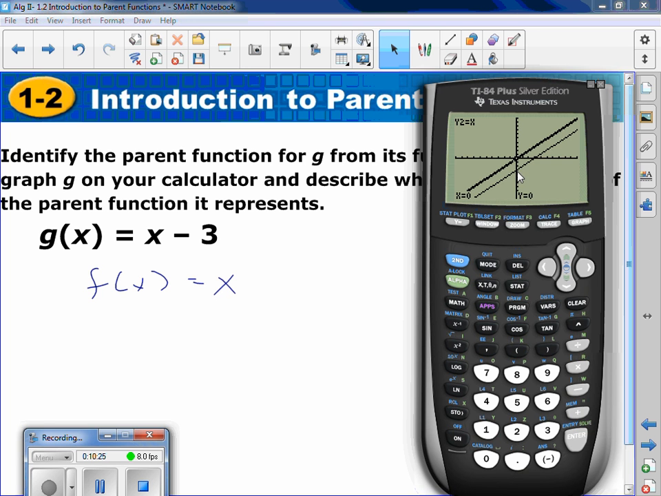It moved down. How many did it move down? 3. The way to tell that, right here, I have x minus 3. That tells me there is a vertical translation of negative 3. It's moved down 3.